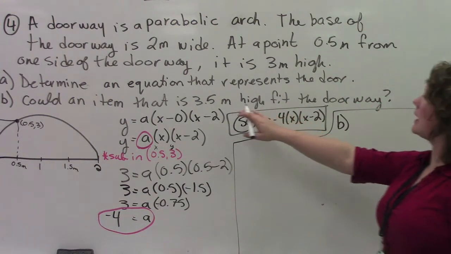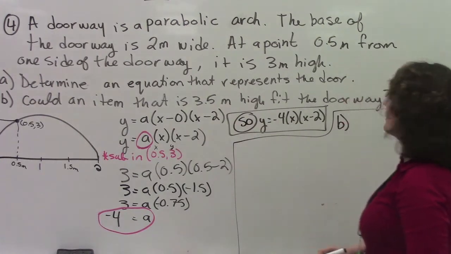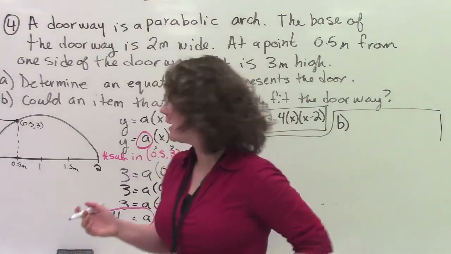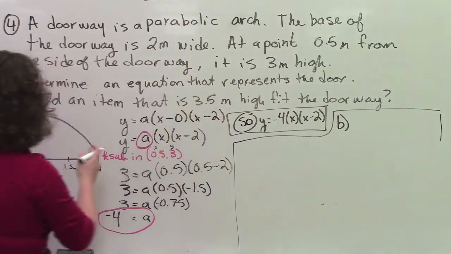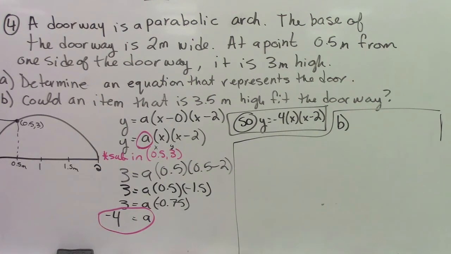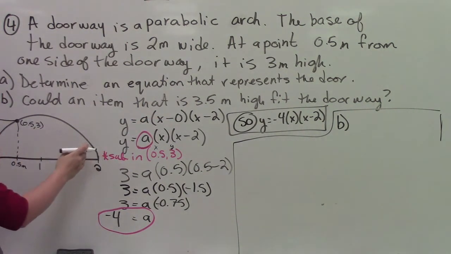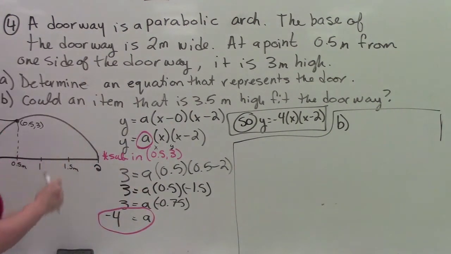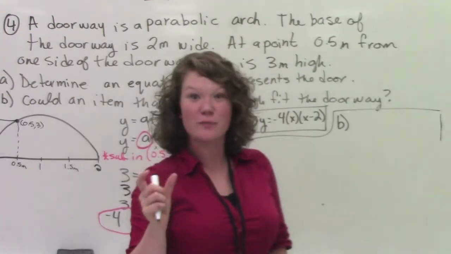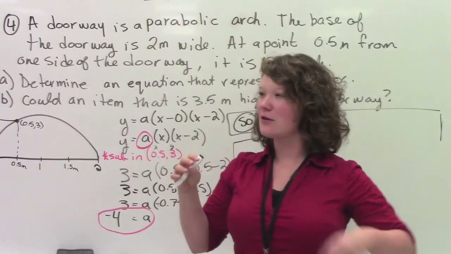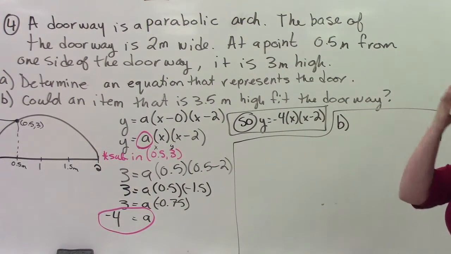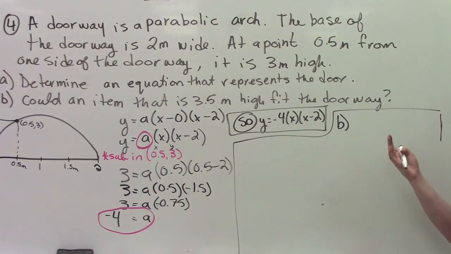So could an item that is 3.5 meters high fit through the doorway? And I know you practically minded people are going to be thinking, well, how wide is it? If it's 3.5 meters high, how wide is it? Is it the exact 2 meters? Because if it's 2 meters wide, it wouldn't fit here. Let's think of it as maybe like a 2x4, okay? Or maybe a sheet of plywood, okay? Something that's thin.